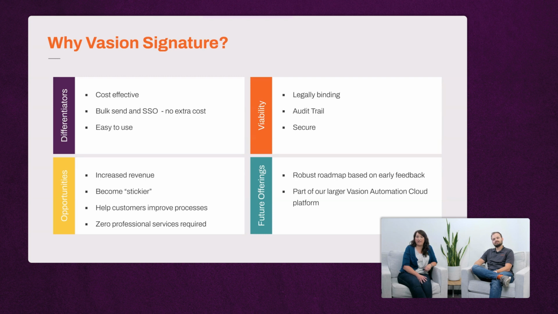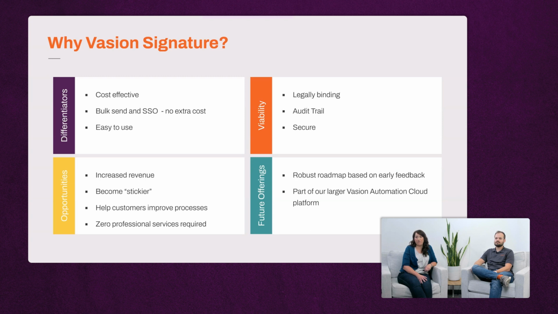And it's very easy to use for everyone, from those who create documents to be signed all the way to the end user who signs those documents. In order for the product to be viable on the market, we've ensured that the Vasion Signature is legally binding. It complies with the e-Signature Act and other regulations. We provide an audit trail for each step in the process, and we keep your data secure by using the latest technology with SSL encryption.